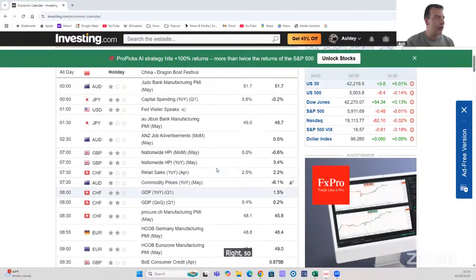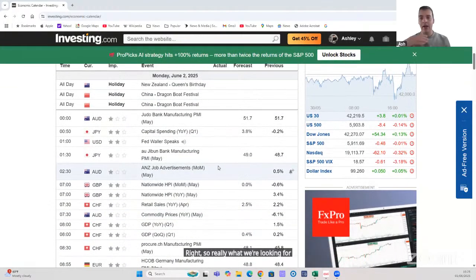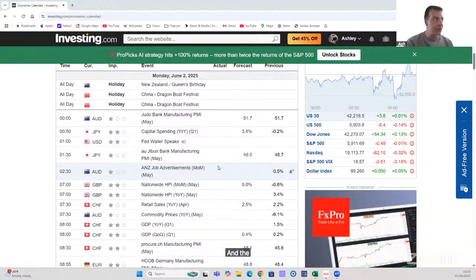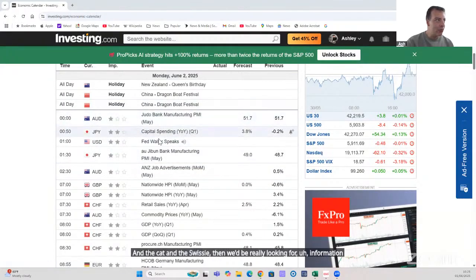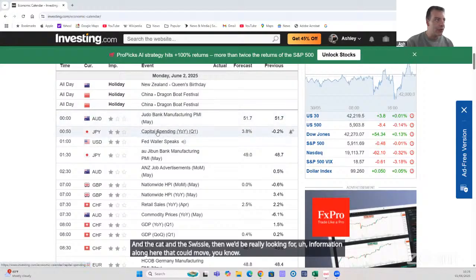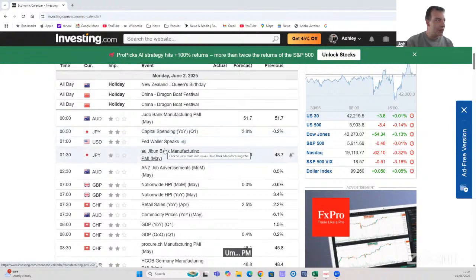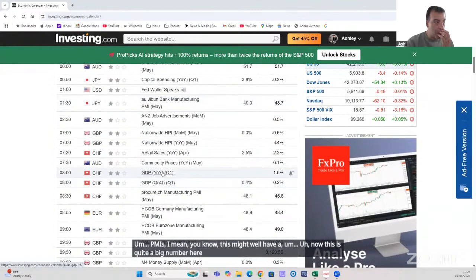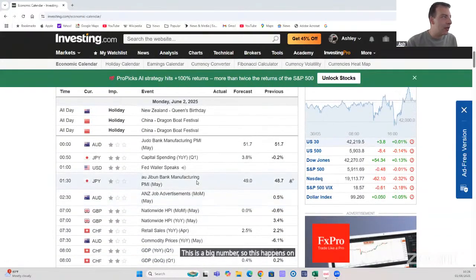Right, really what we're looking for now, the technical picture suggests maybe we could be looking at the yen and the Swissy and the CAD and the Swissy. Then we'd be really looking for information along here that could move those currencies: capital spending, PMIs. Now this is quite a big number here. GDP from Switzerland. This is a big number, and this happens on Monday.